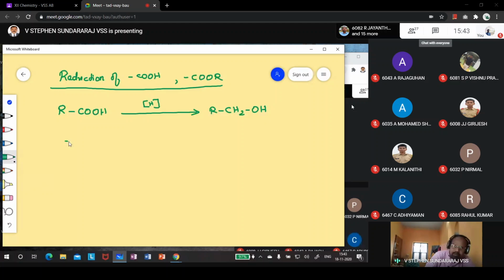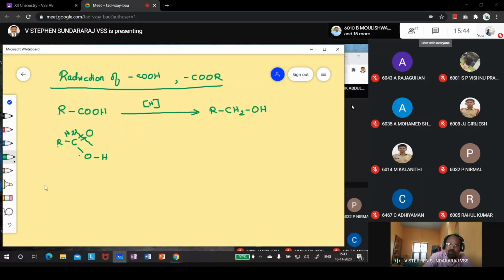Is it the same as this? This is R and this is OH. Okay, so now you look at this. Here, what has happened? This CO bond is broken, and two valencies are lost, so two hydrogens are added. See, RCH2OH. So the pattern of reduction is different.